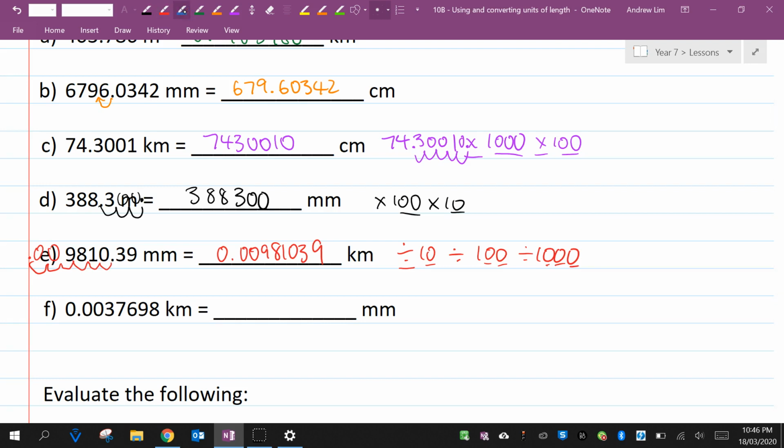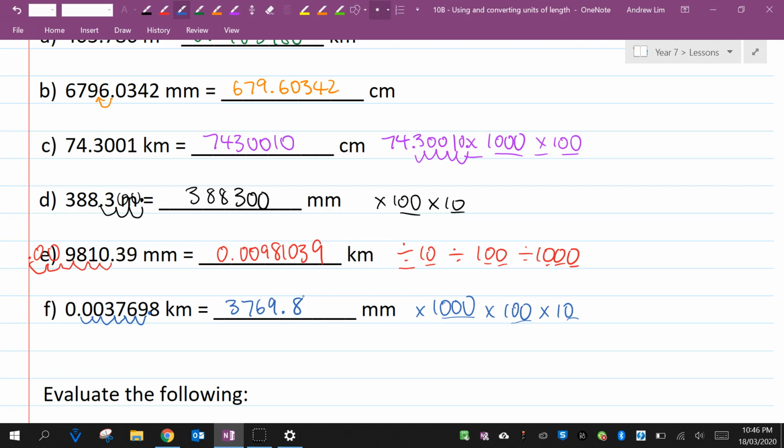And the last one is kilometers to millimeters, which means we need to multiply by 1000 to turn kilometers to meters, by 100 to turn meters into centimeters, and by 10 to turn centimeters into millimeters, which means we're going to move the decimal point to the right 3, 4, 5, 6 times. 1, 2, 3, 4, 5, 6. So our answer is 3769.8.